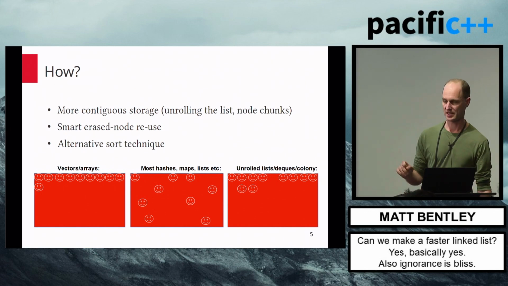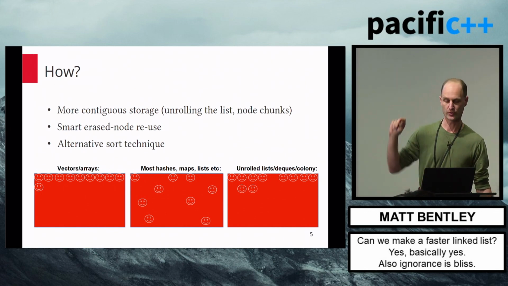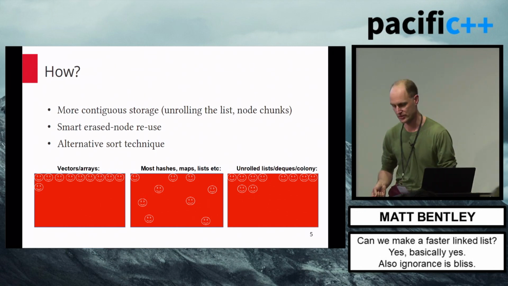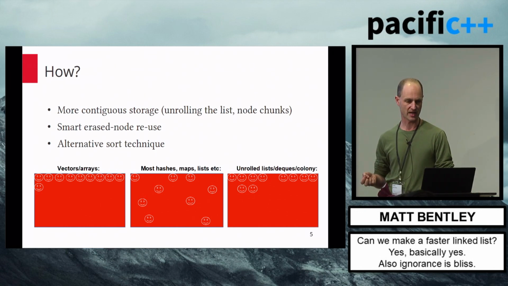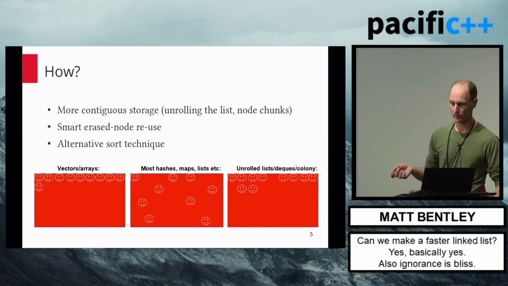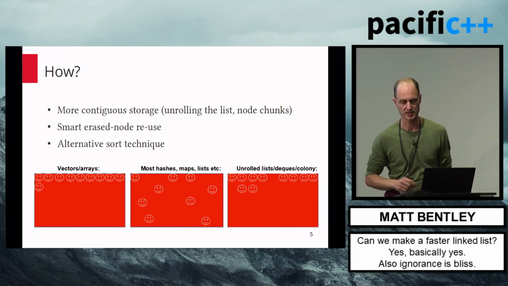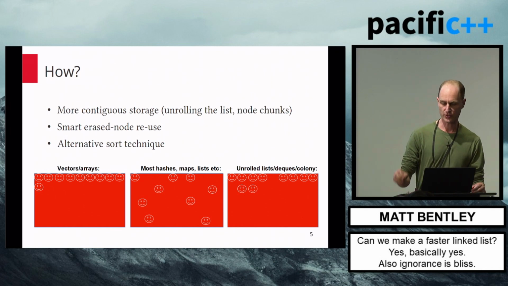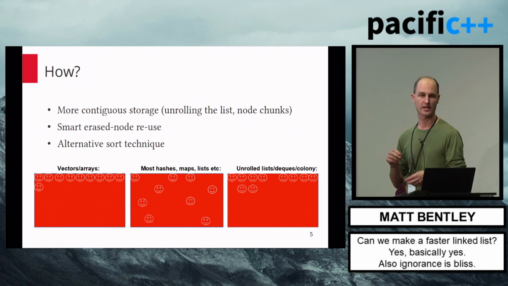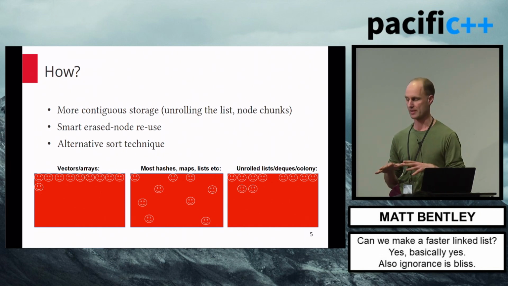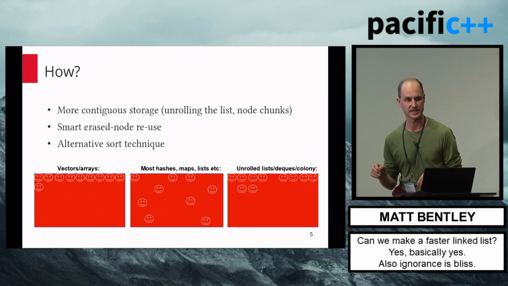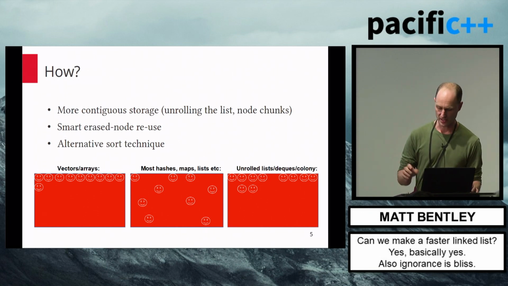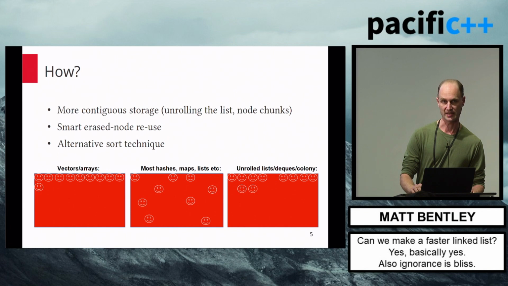But most lists and maps, etc., are all over the show in memory, unless you're using some kind of allocator which is doing smart stuff. And unrolled lists, deques, and colony, my other container, are segmented in chunks in memory. So if we unroll the list, we can also do fun things like reusing the nodes from previously erased elements, and that reduces the amount of allocations and deallocations that we're doing. And we also use an alternative sort technique.